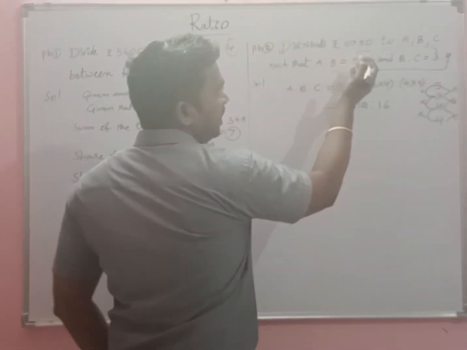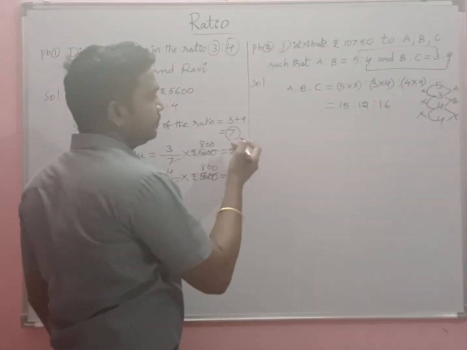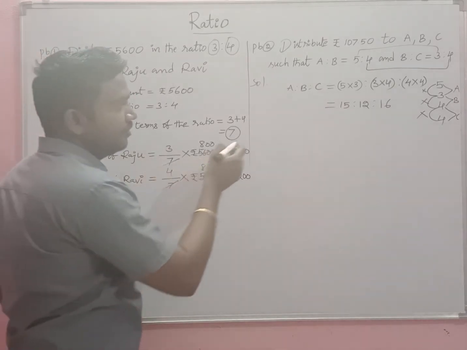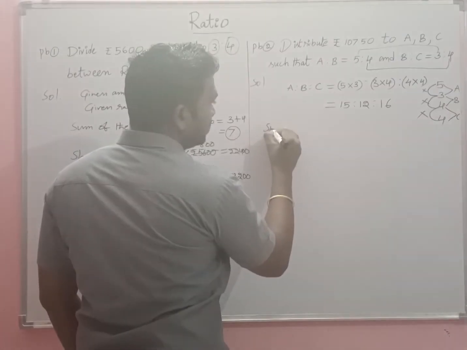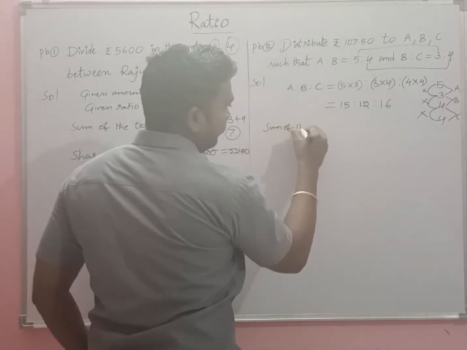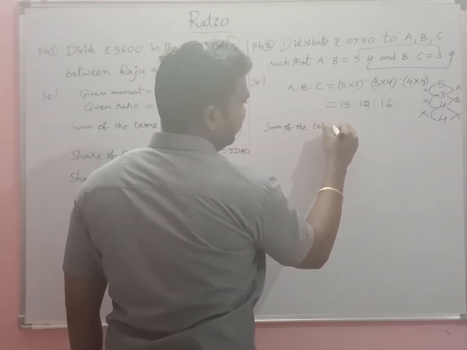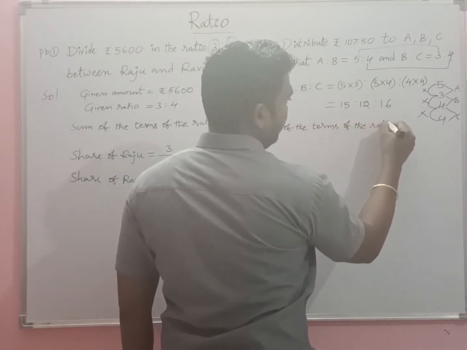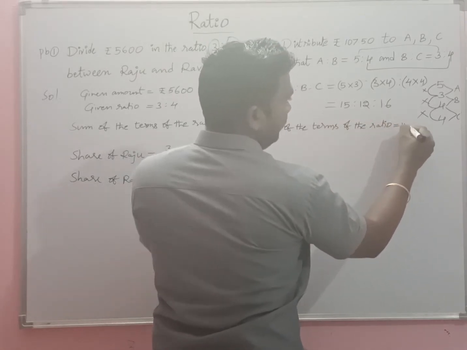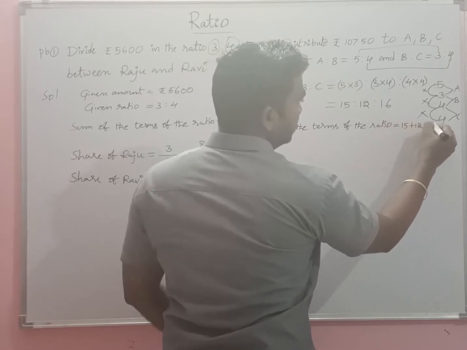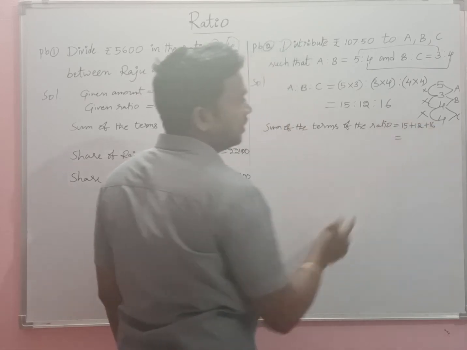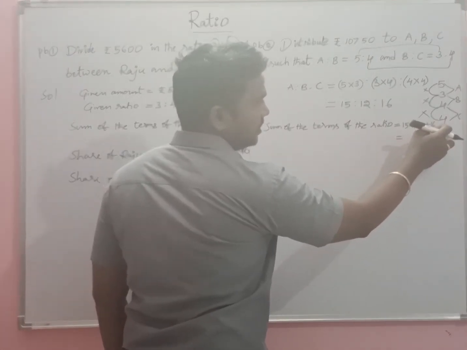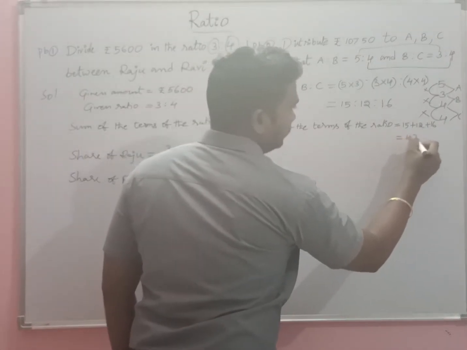Now, how can we get the shares of A, B and C? By using the same method we have used before. Sum of the terms of the ratio is equal to 15 plus 12 plus 16. 15 plus 12, 27. 27 plus 16, 43.